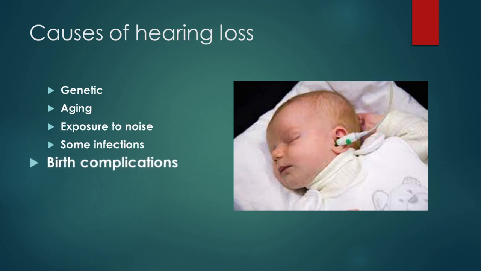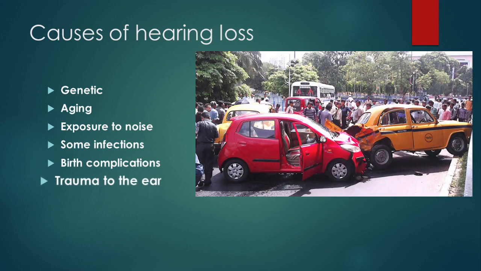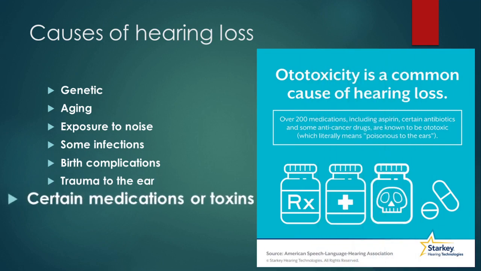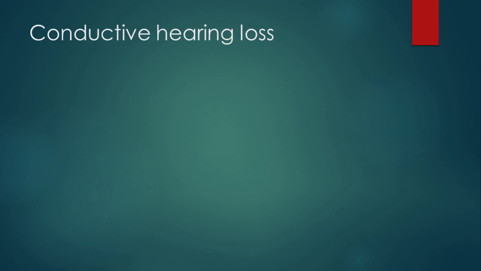Some children may have congenital abnormalities, that is, complications that occur at the time of birth, and associated with that, hearing loss may develop. People who are severely injured in accidents can have hearing loss. Sometimes medicines may have toxic side effects which can result in hearing loss. It is due to ototoxicity, which means poisonous to the ears. Now let us move on to the different types of hearing loss.